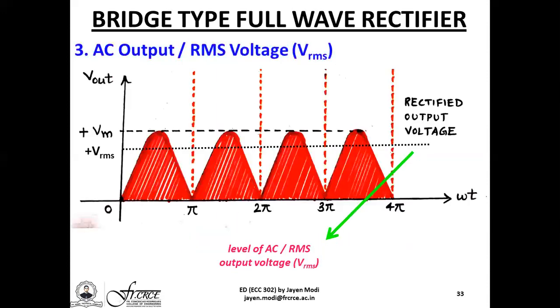This is graphically shown by the graph as shown. So we have VRMS. It is nothing but the level or the entire magnitude of the RMS value of the AC component present in the rectified output voltage.